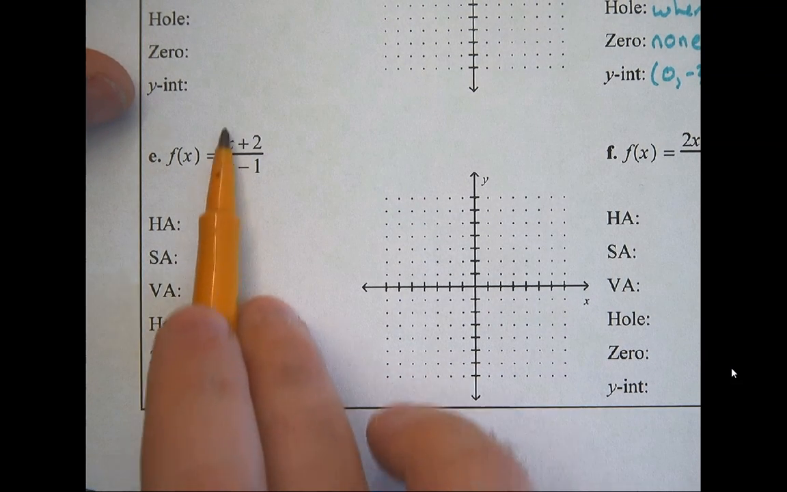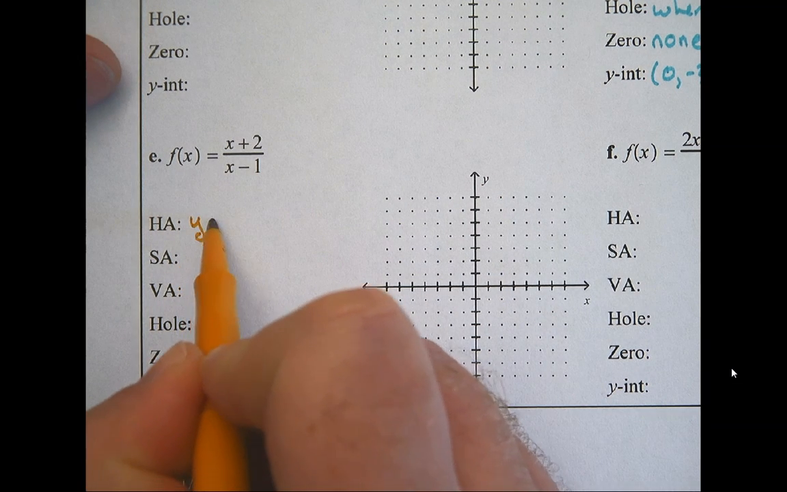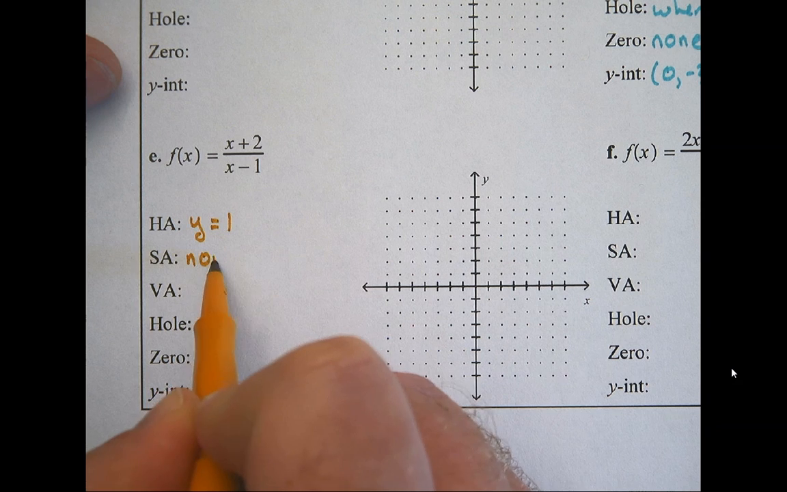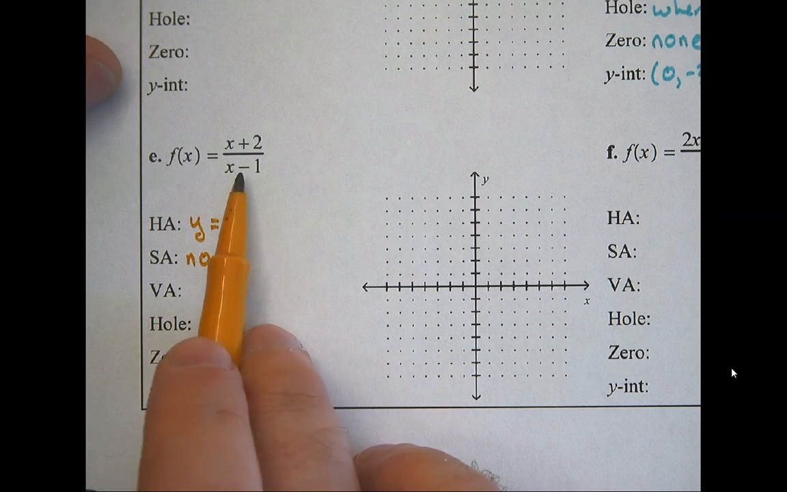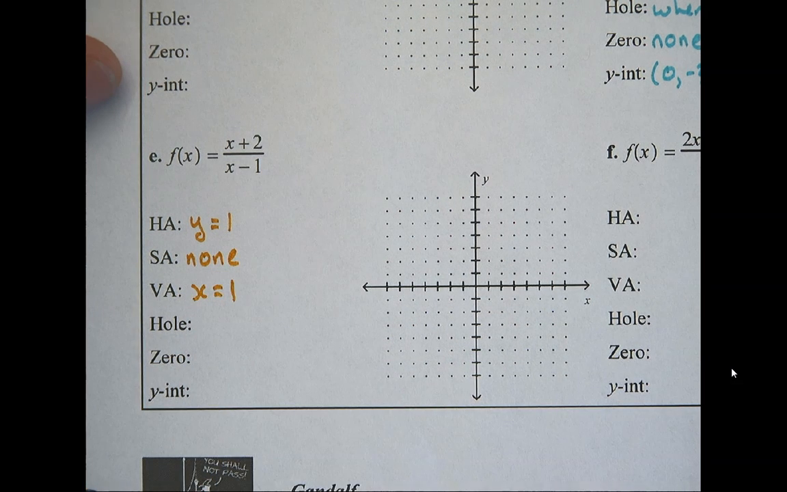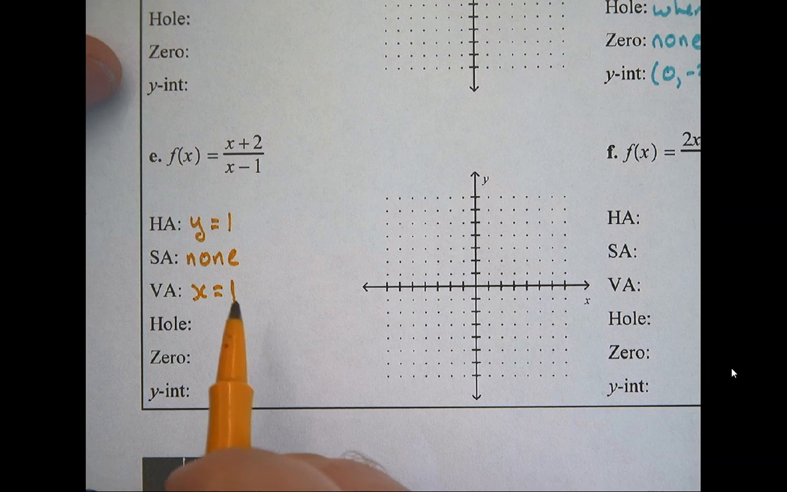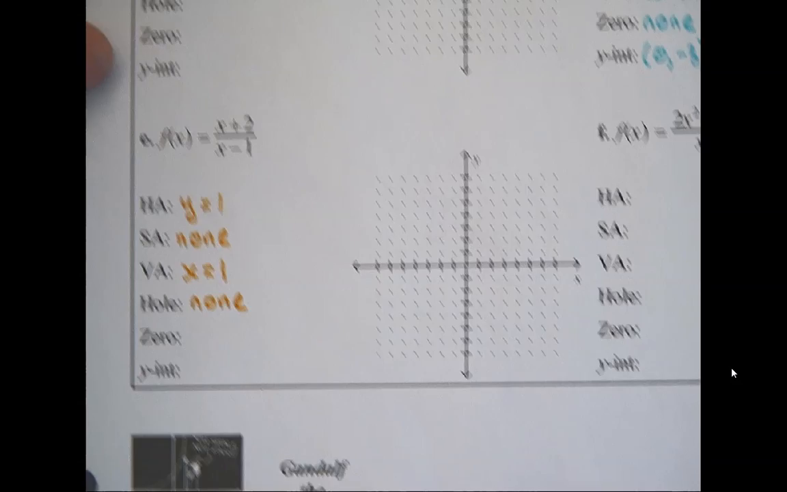HA, compare. 1x on the top, 1x on the bottom, so it becomes y equals 1. That means the SA would be none. Vertical asymptotes, things in the denominator that don't cancel. Well, x minus 1 doesn't cancel, so when I ZPP it, I get x equals 1. Hole, things that cancel. Kind of nice. This one doesn't cancel. Nothing cancels, so there isn't a hole.